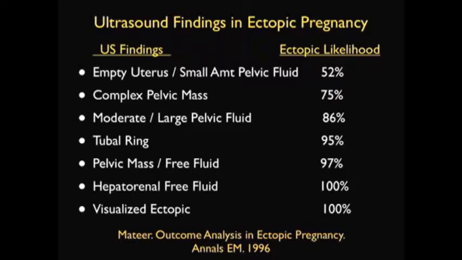Now, if a pelvic mass is seen with free fluid, the likelihood is as high as 97%. What I find very interesting here is that the presence of hepatorenal free fluid or a positive trauma FAST exam in the right upper quadrant has a likelihood of 100% for ectopic pregnancy. Now, if you visualize the ectopic, of course, that will be 100% likelihood for ectopic. So here are some of the findings that we'll go through as we talk further about the sonographic findings in ectopic pregnancy.